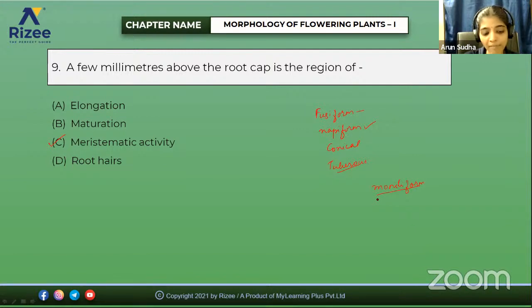The next question: fibrous roots develop in maize from upper nodes, lower nodes, upper internodes, or none of these. Fibrous roots develop in maize from where? In the case of maize, they develop from the lower node. Okay.